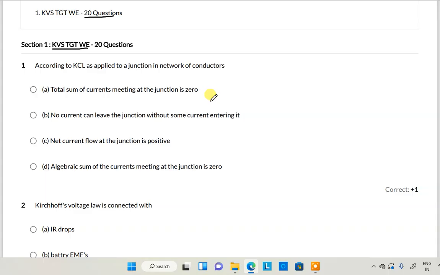According to KCL as applied to a junction in a network of conductors, the total sum of the current meeting at a junction, no current can leave the junction without some current entering it. Net current flow at the junction is positive. The algebraic sum of the currents meeting at the junction is 0. According to the KCL statement, the algebraic sum of the currents meeting at a junction is equal to 0. Otherwise, the algebraic sum of the entering currents is equal to the algebraic sum of the leaving currents. Which option is correct? Option D is the correct option.